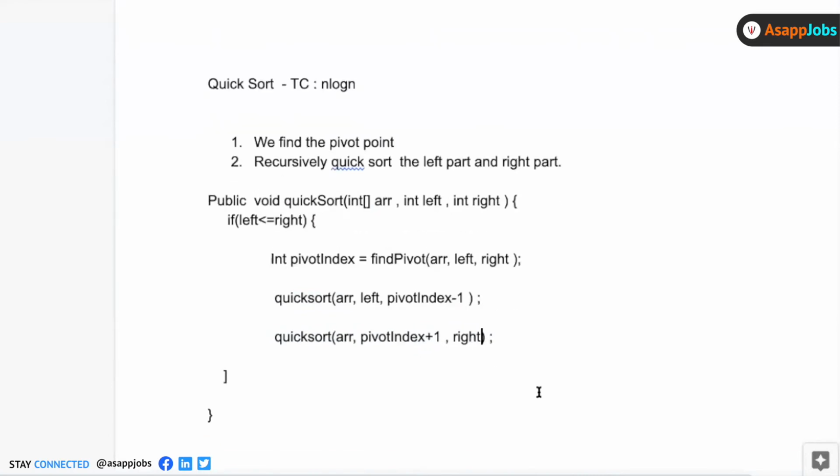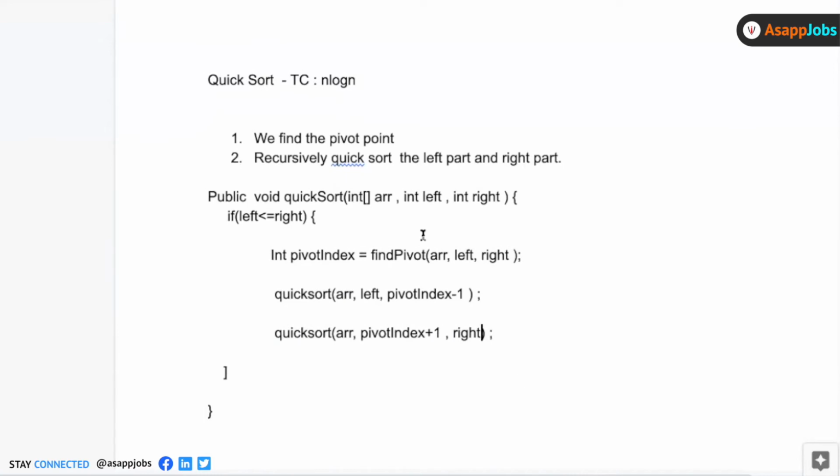So this is, on a high level, the algorithm of the quicksort, and the key point here is the logic that you write inside the find pivot point. So you have to find the pivot index, the index to the left of which every element will be lesser than it, and to the right of it, every element will be greater than it, right? And then I recursively call the quicksort on the left part and the right part.